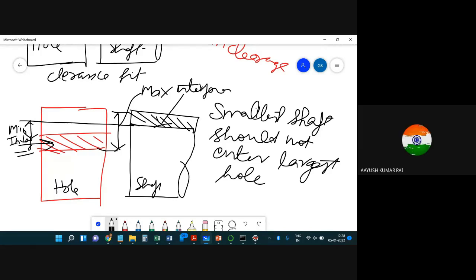Sir, what do you mean by maximum interference? Like in a practical approach, what does it mean? It means that if you can imagine a hole and a shaft, maximum how much amount of their metal will overlap. It's sort of an overlap. So interference you can understand as an overlap between the mating parts.